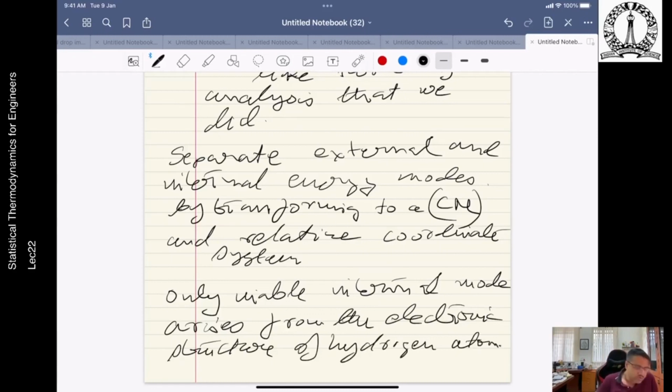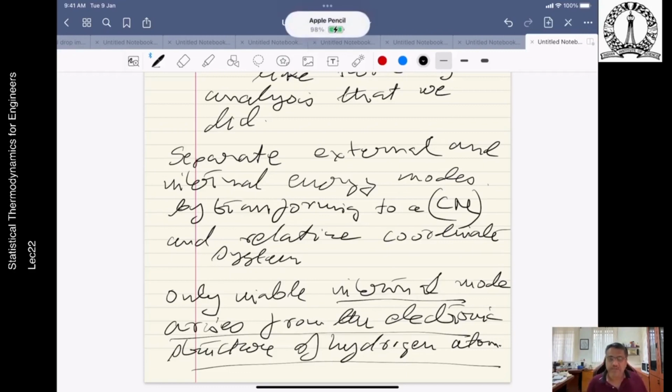In the next class, we are going to use the same separation of variables and try to justify how this can be attained and analyzed further, using the knowledge that we gained from the previous analysis.